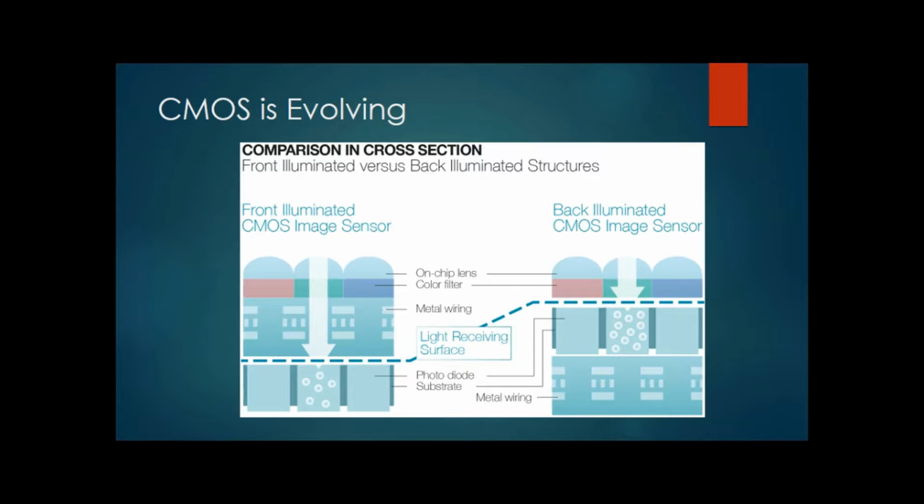So going to a comparison here, so here's a front illuminated sensor, the metal wiring inside here, the color filters, the lens, and the sensors down here, whereas here it's going directly into the pixel. And the light receiving surface is close to the front of the chip instead of being way down inside the chip.